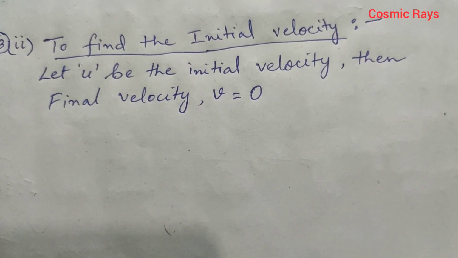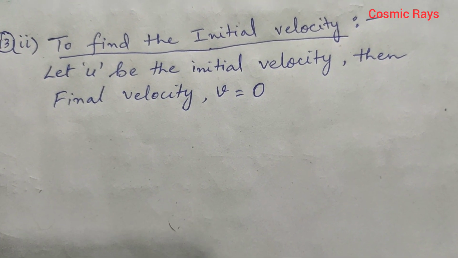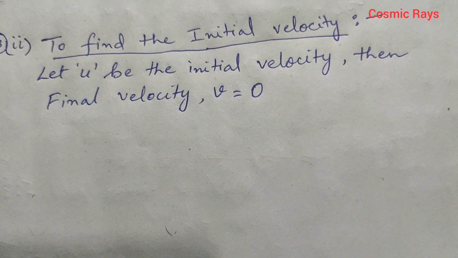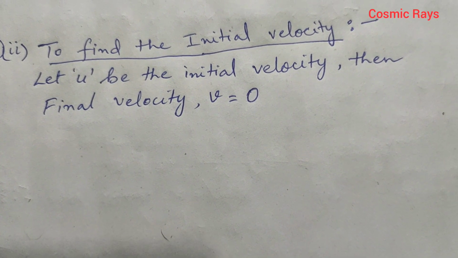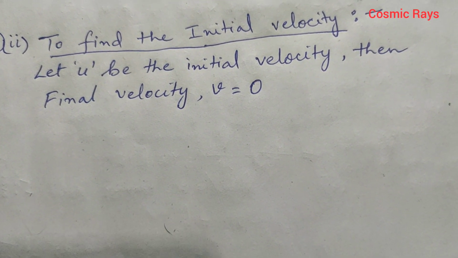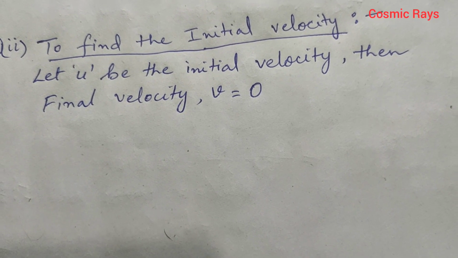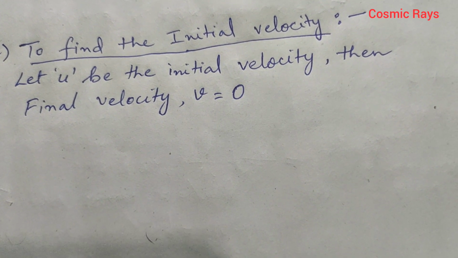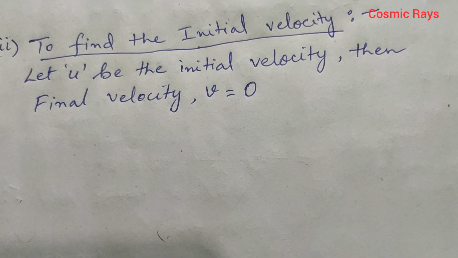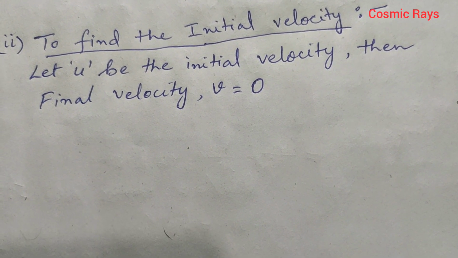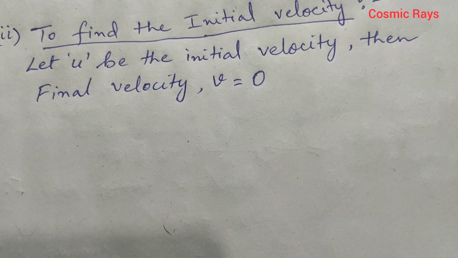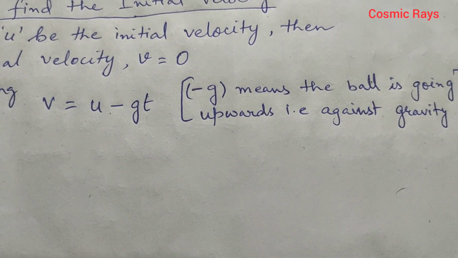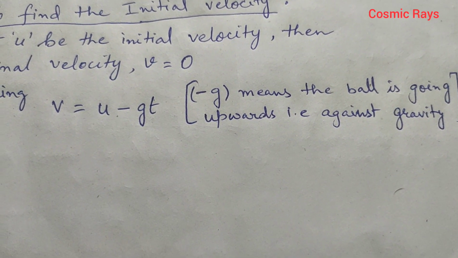To find the initial velocity, let u be the initial velocity. Since the ball will reach the maximum height and stop there for a very small moment, final velocity v will be equal to 0. Now we will be using the equation v equal to u plus at. Here a will be modified as g, the acceleration due to gravity, and since the ball is in upward motion, going against gravity, it will be minus g. So here we have written v equal to u minus gt. Minus g means the ball is going upwards, against gravity.